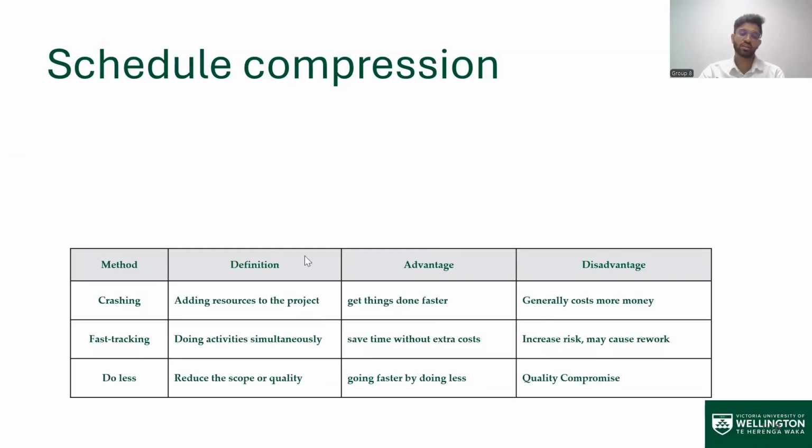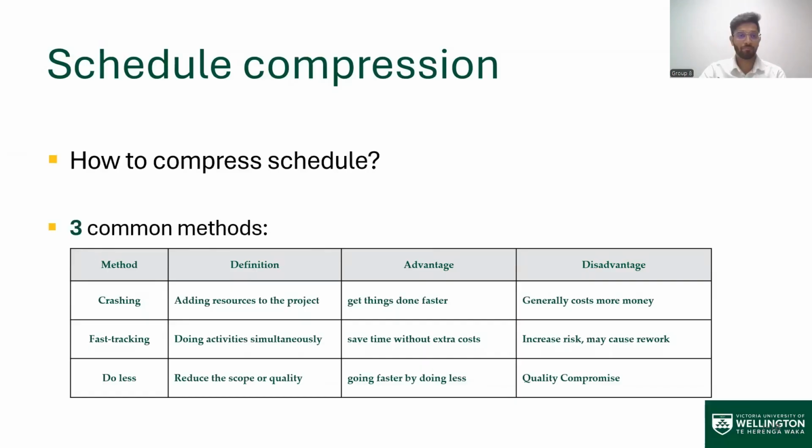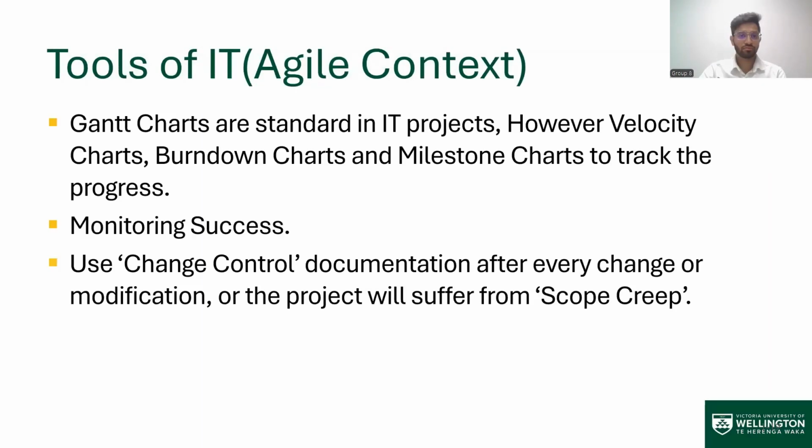In fast tracking, they do different tasks at the same time, and there will be a risk in this as well. And if we use the do less technique, there will be a chance of quality compromise as well. So yeah, there are different tools in IT as well.